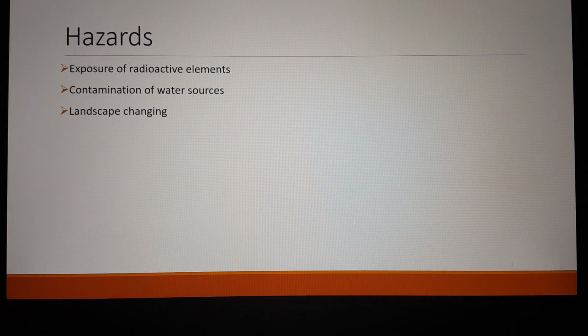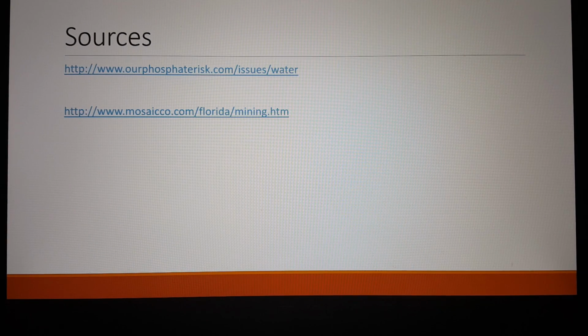But that's primarily it with this presentation. Sources that I used, a big one was the Mosaic Company, especially the Florida part of it. They have a lot of the sources that I looked at that primarily related to a lot of the mining that goes on in Florida, and it's very well documented.